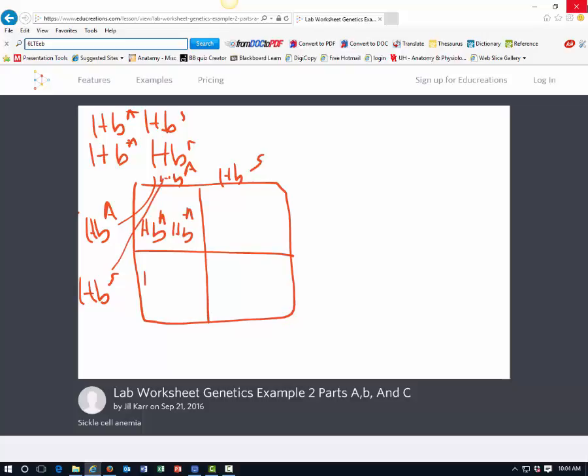These two come together, we have HBA, HBS. These two come together, we have HBA, HBS, and these two coming together we have HBS, HBS.